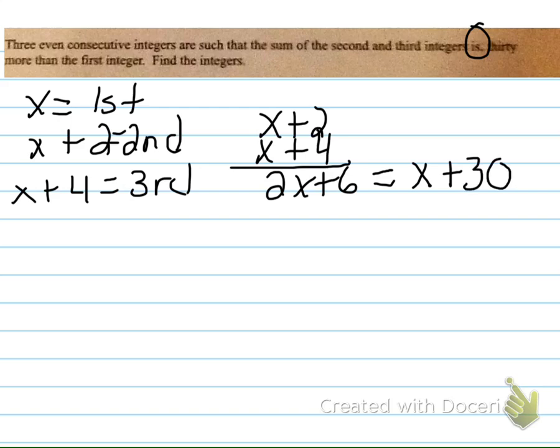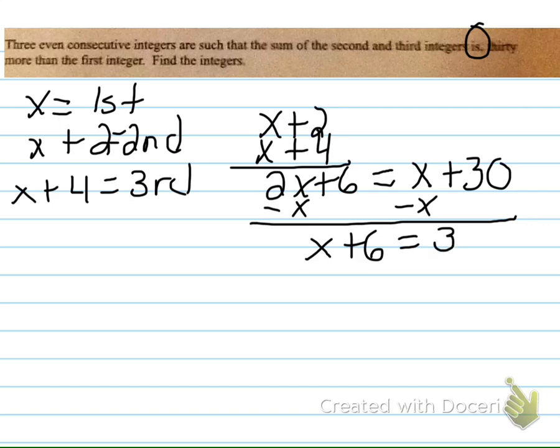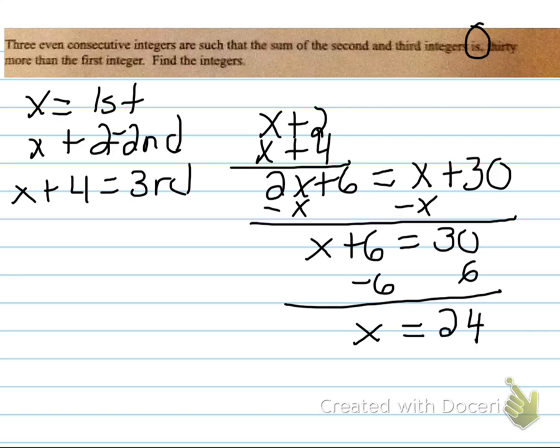Okay, so let's try solving this. We will subtract an x here and subtract an x here. That is going to give us x plus 6 equals 30, and we're going to subtract 6 on both sides, and that's going to give us x equals 24. And now the next number must be 26 because it's 2 more than that, and the next one must be 30.